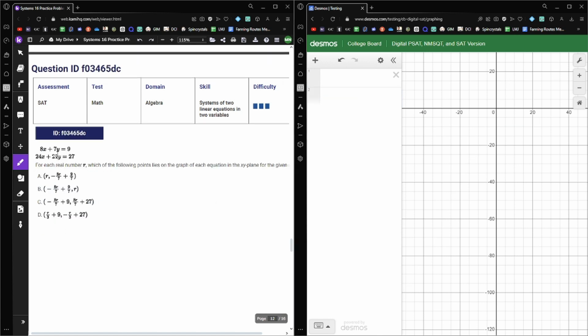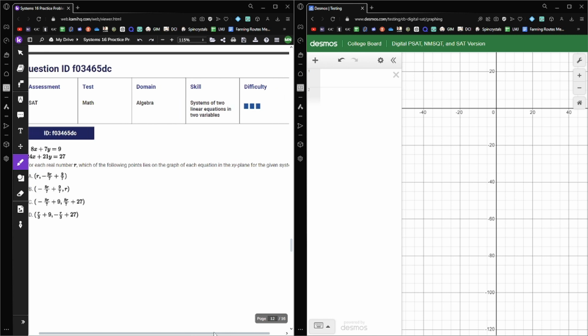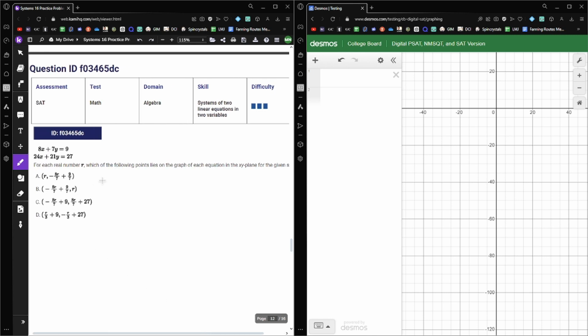Question number 12. For each real number r, which of the following points lies on the graph of each equation in the xy plane for the given system? Alright, looking at these answer choices, I guess the easy streak is over. Except that's what you think, but this is actually really easy.